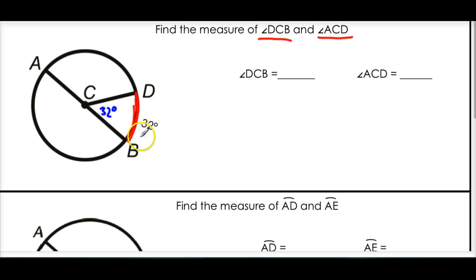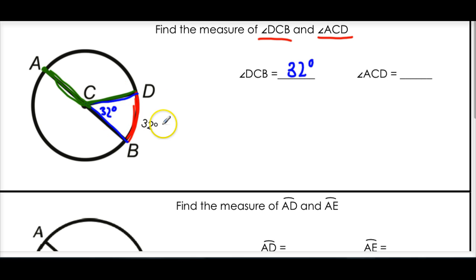So if it's asking me what is DCB, we know this is 32 degrees. Now my next one that I'm looking for is ACD. My second part that I'm looking for is ACD, right? I want to find out what this angle is. Well, how am I going to do that?